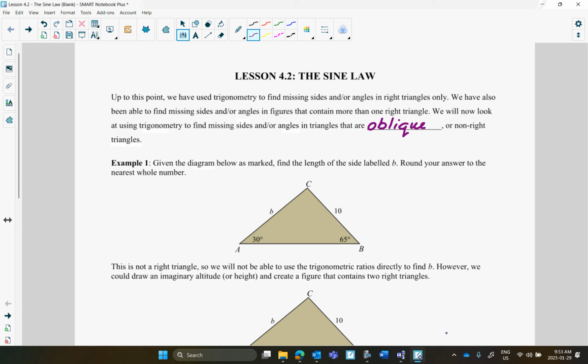oblique. All that means it's not a right triangle. It's a triangle, but not a right one. Okay, so here we have an example.